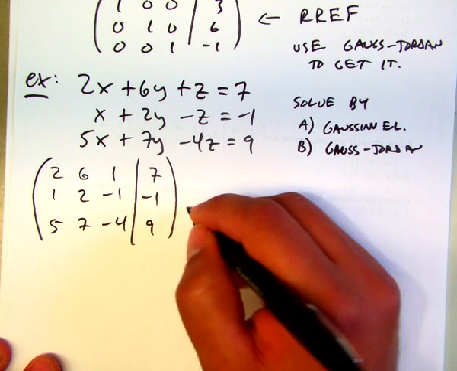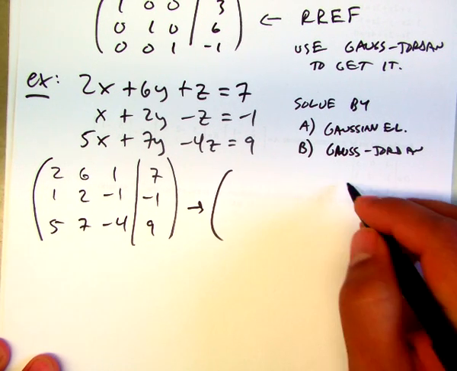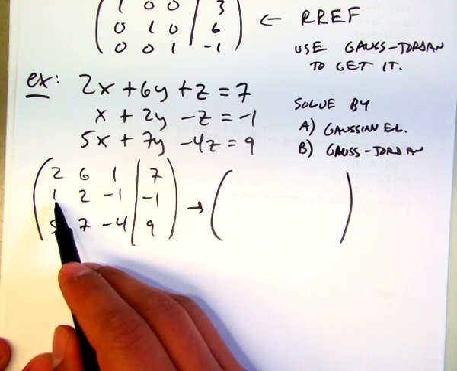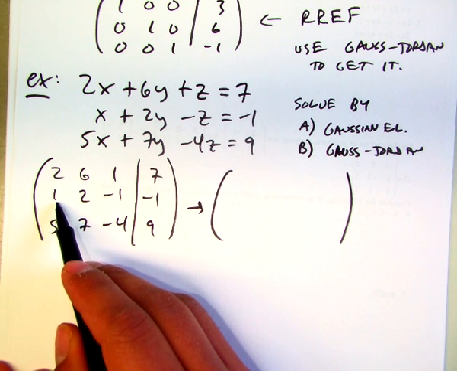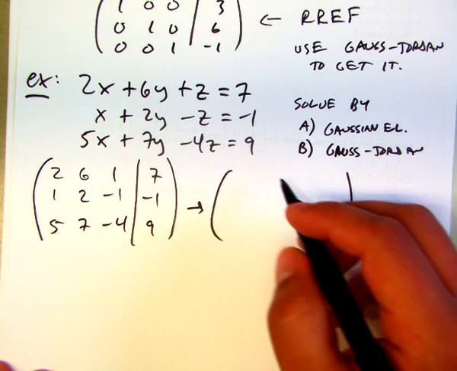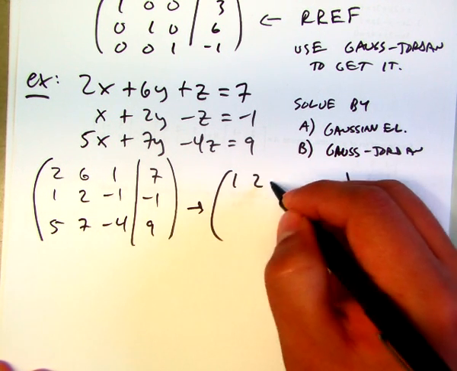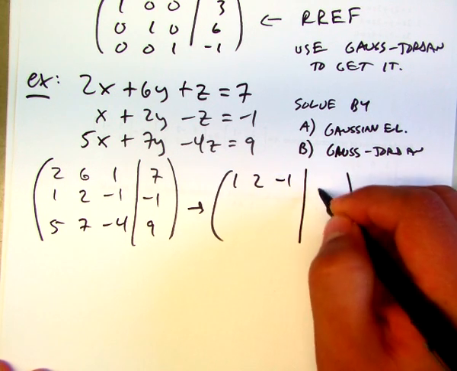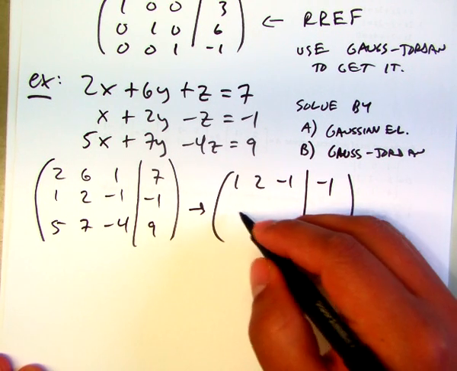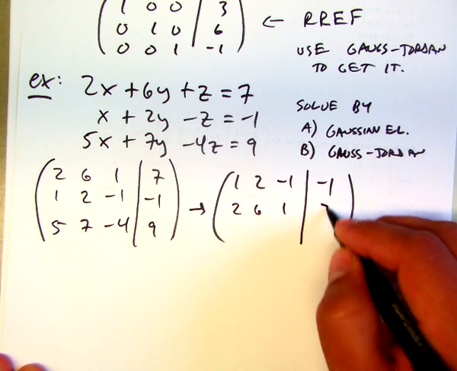And the first thing I would do, since I know I want a 1 in that top left position, is to swap rows, so I don't have to do that later. So I'm going to put 1, 2, -1, -1 on top, and I'll just rewrite everything else below.